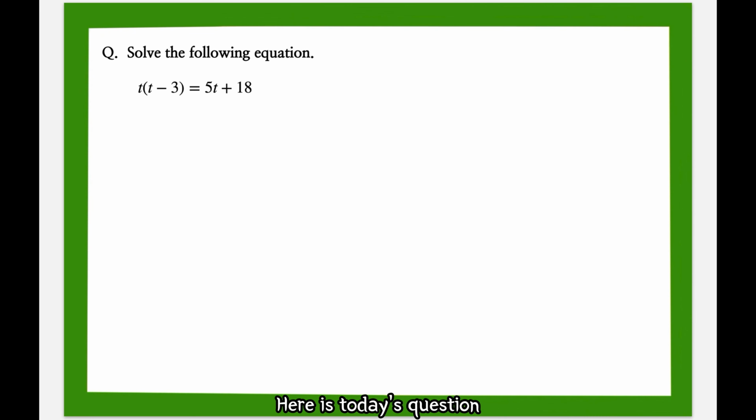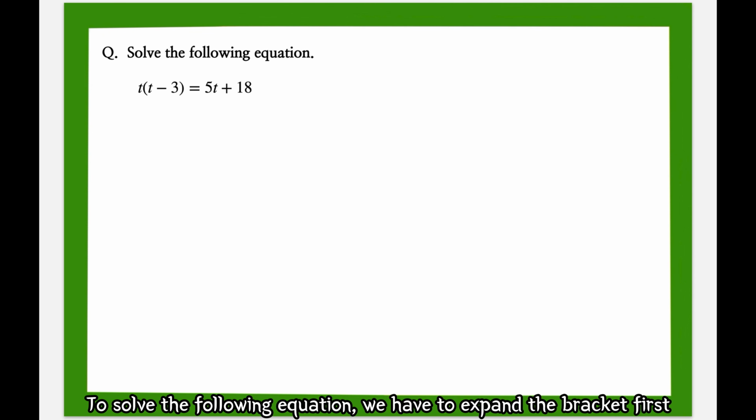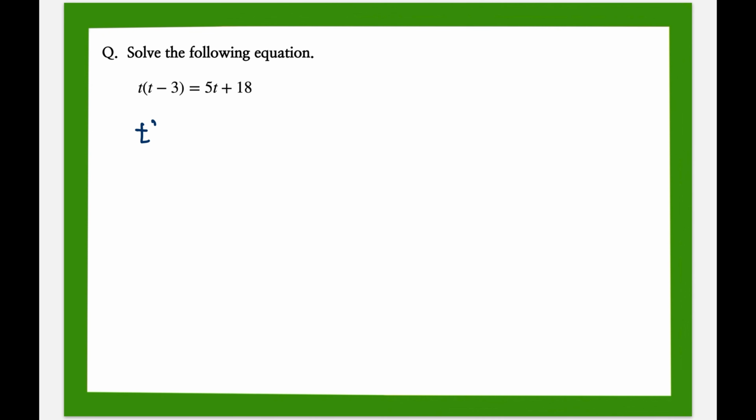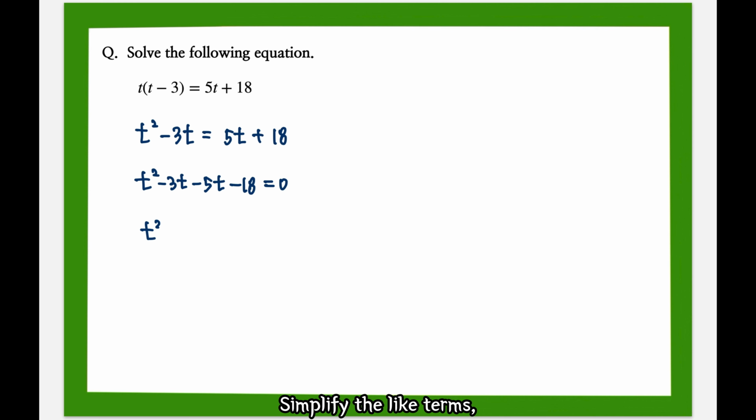Here is today's question. To solve the following equation, we have to expand the bracket first. So t squared minus 3t equals 5t plus 18. Move everything to the left side. Then t squared minus 3t minus 5t minus 18 equals 0. Simplify the like terms, then t squared minus 8t minus 18 equals 0.